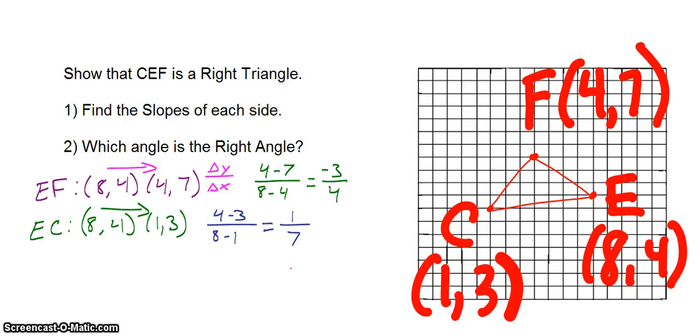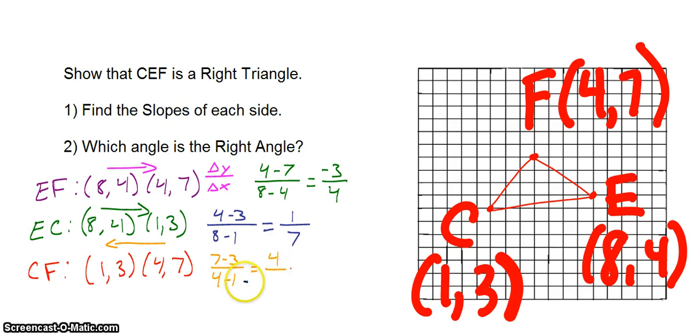And lastly, I have CF. This time, just because I see my larger numbers on the right, I'm going to go to the left for my calculations. So I have 7 minus 3 over 4 minus 1. 7 minus 3 is 4 over 4 minus 1 is 3.